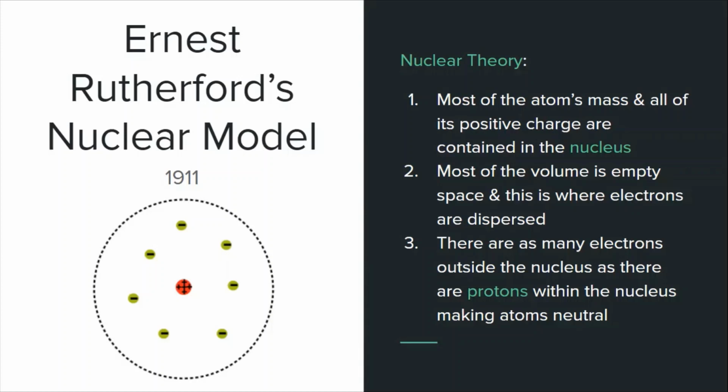And number 3, there are as many electrons outside of the nucleus as there are protons within the nucleus, making atoms neutral. So with there being 2, 4, 6, 7 electrons in the atom, then that means there are going to be 7 protons in the nucleus, which the positive 7 protons and negative 7 electrons are going to cancel out and create a neutral charge in an atom.